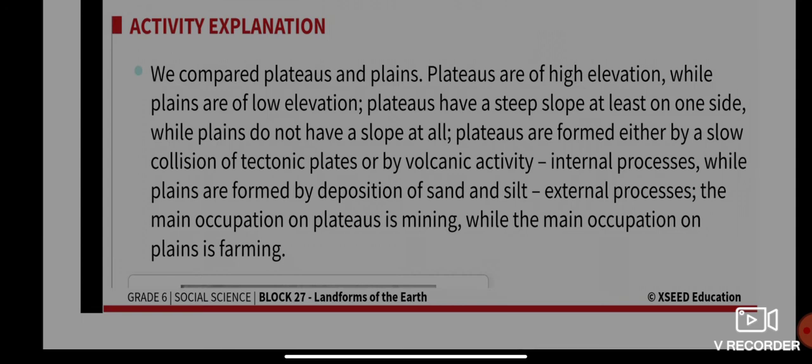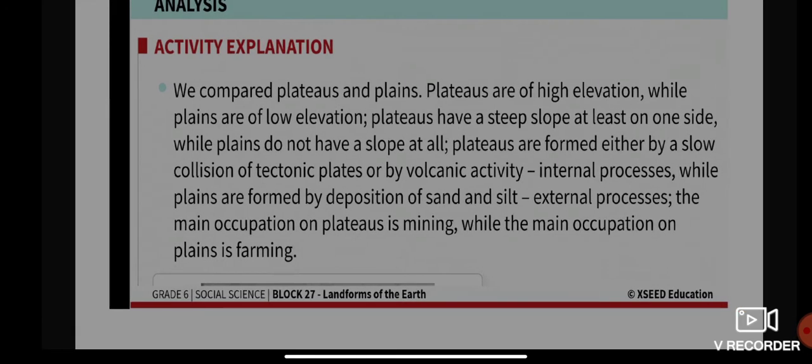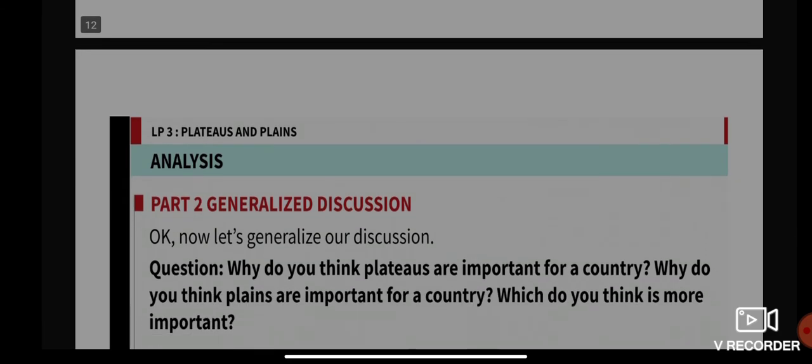Plateaus are formed either by a slow collision of tectonic plates or by volcanic activity. So that is through internal process, as we have learned in our last class. While plains are formed by deposition of land, sand and silt. That is through external process. The main occupation on plateaus is mining, while the main occupation of people living in plains is farming. Okay, so that is the difference between them.